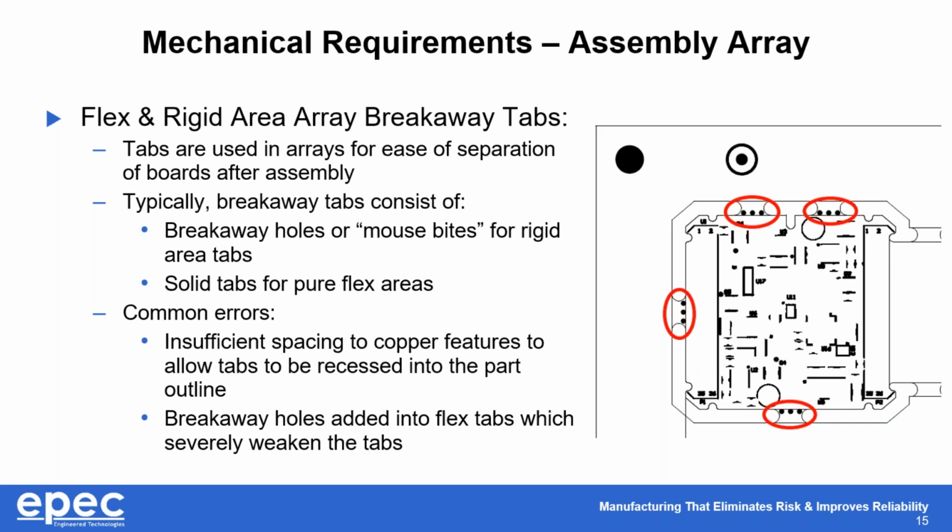And so moving on to common errors, it relates back. So either we don't have sufficient copper spacing from features to tabs, because tabs do have to be recessed into the part outline slightly, or we see breakaway tabs in flex areas that have holes that end up making it very easy for it to be damaged or mishandled during either manufacturing or assembly.